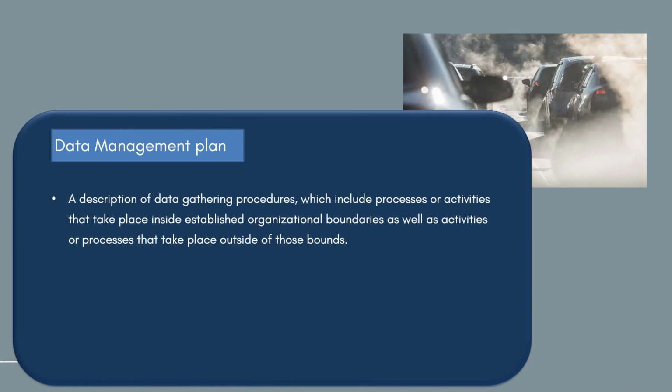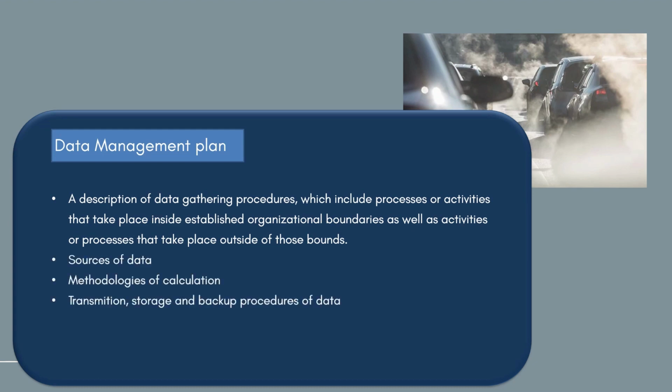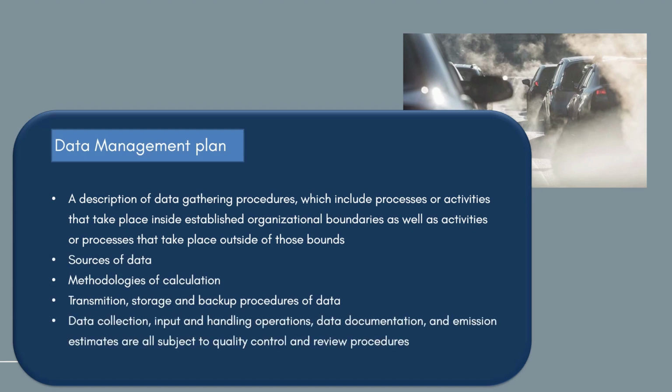Data management plan is a description of data gathering procedures, which include processes or activities that take place inside established organizational boundaries as well as activities or processes that take place outside of those bounds. Sources of data, methodologies of calculation, transmission, storage and backup procedures of data, and data collection, input and handling operations, data documentation, and emission estimates are all subject to quality control and review procedures.